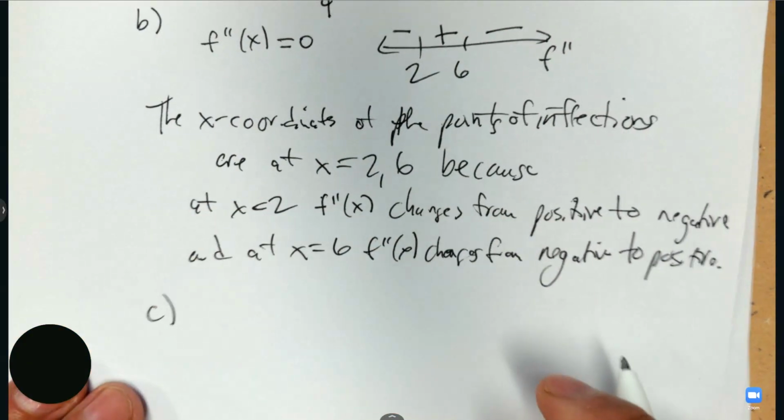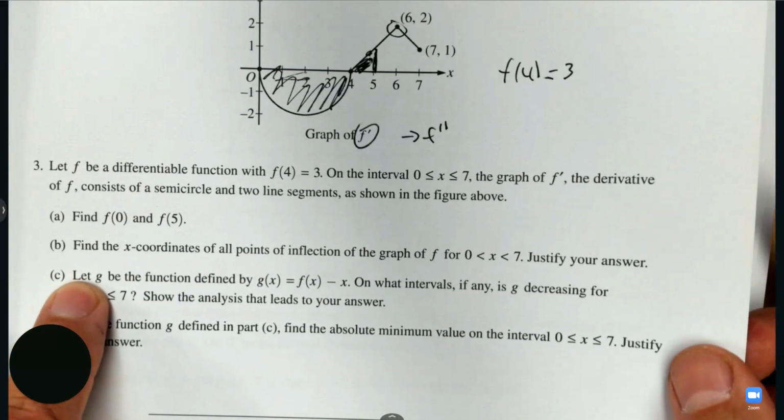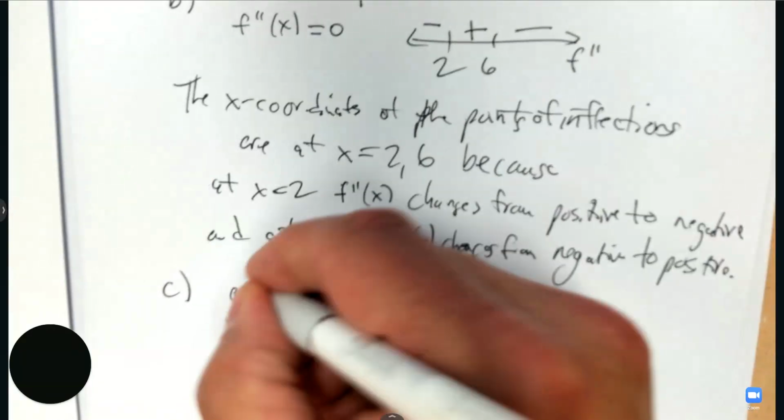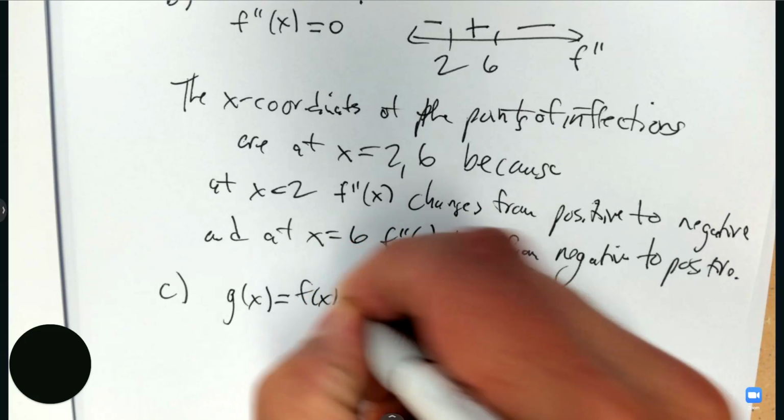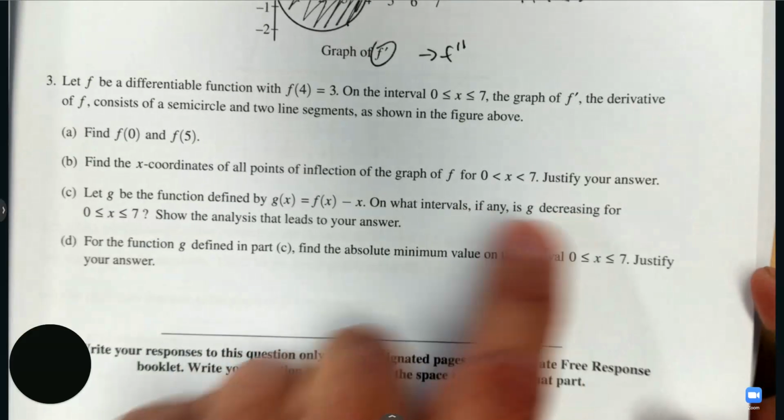Part C. We're almost done our homework. Let g be the function defined by this. So I'm going to write that down. G at x equals f at x minus x. And then it says, on what intervals is g decreasing?